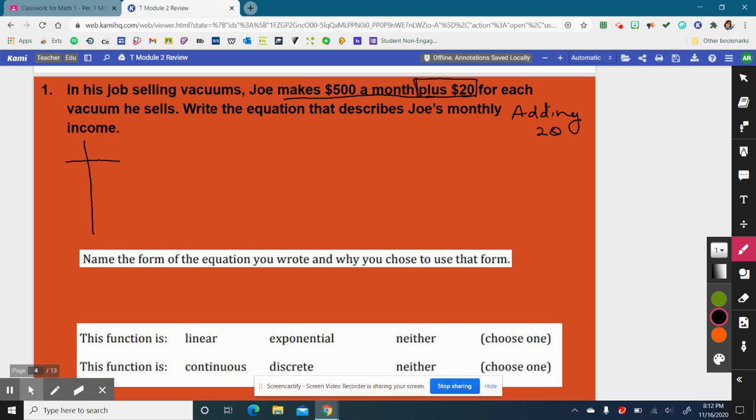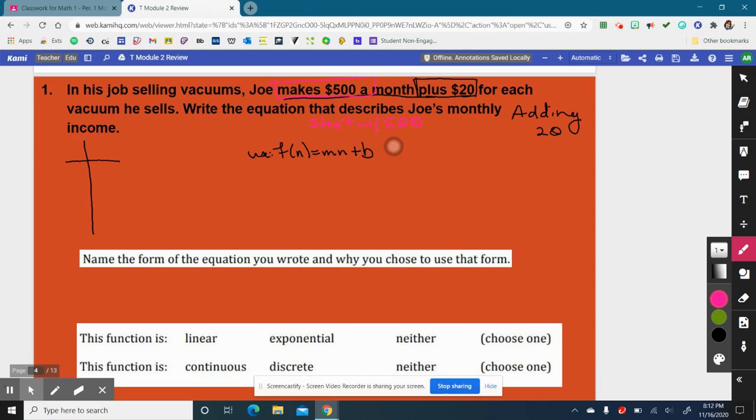And the linear equation we're going to use is f of n is equal to mn plus b. And no matter what, Mr. Joe here, every month he's going to start with $500. It says he makes $500 a month. Now, if you're not sure you'll remember this equation, you can also write it as a table.